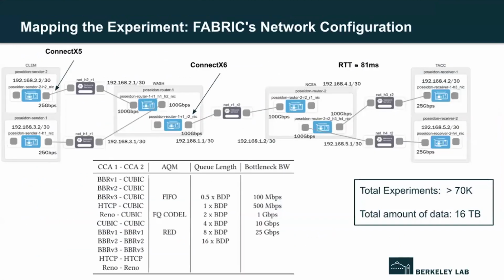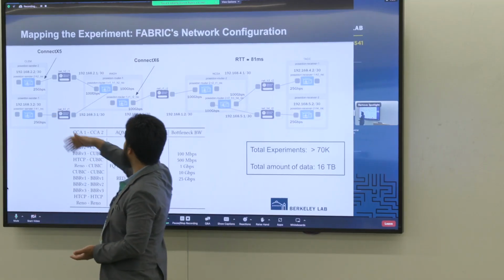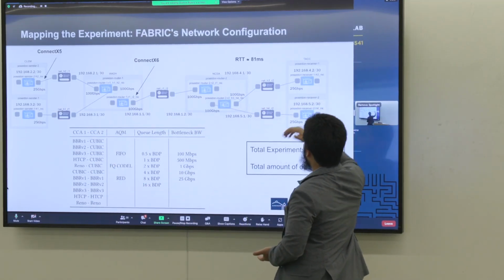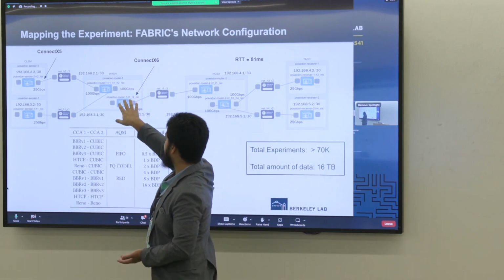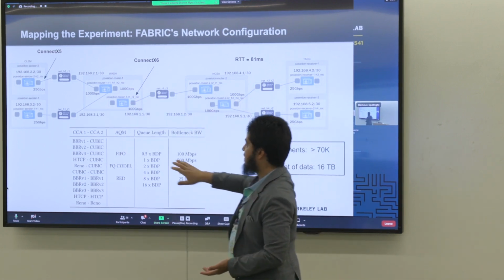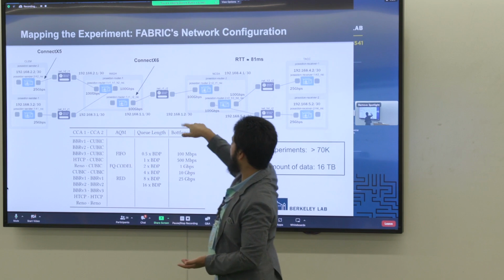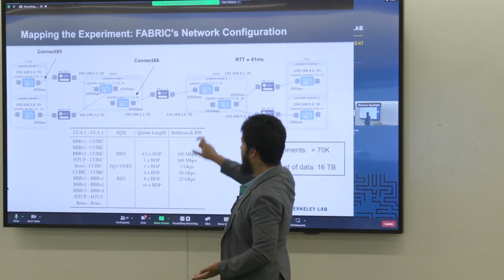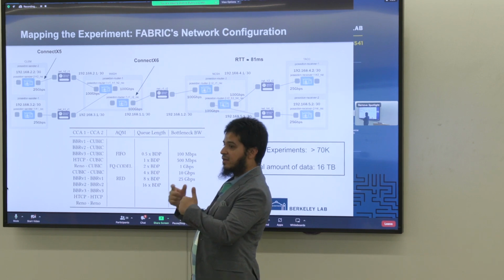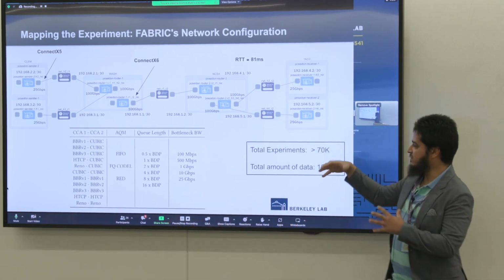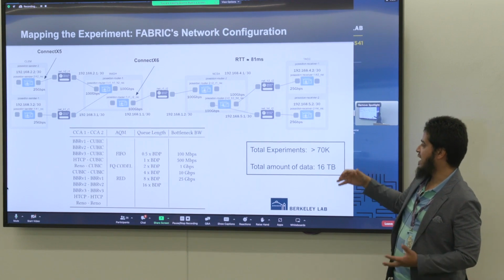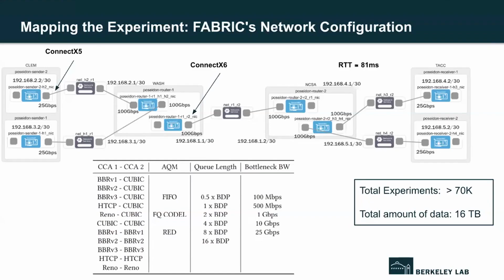We use that, and we use such a topology there. Here we have two senders at the CLIP zone, two receivers at TACC, and intermediate routers at Washington and NCSA. The senders and receivers were connected with 25 Gbps lines, and between the routers we provided a larger 100 Gbps line, but this 100 Gbps was virtually tuned. Here are the different configurations. To summarize, we ran more than 70K experiments, and the total data set we generated was 16 TB.